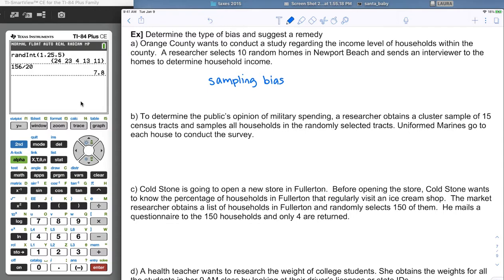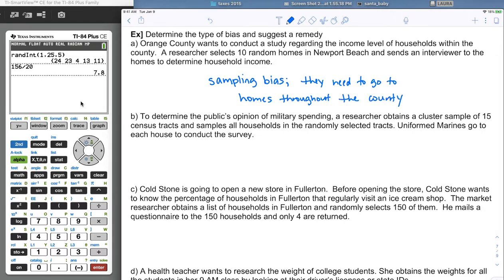So obviously they're not going to get a very accurate idea of income level if they focus on a city like Newport Beach, maybe a more affluent area. Well, I guess the main issue is they need to go to more cities. The sample size also is quite small. So I would say they need to go to homes throughout the county, instead of just focusing on this one city.